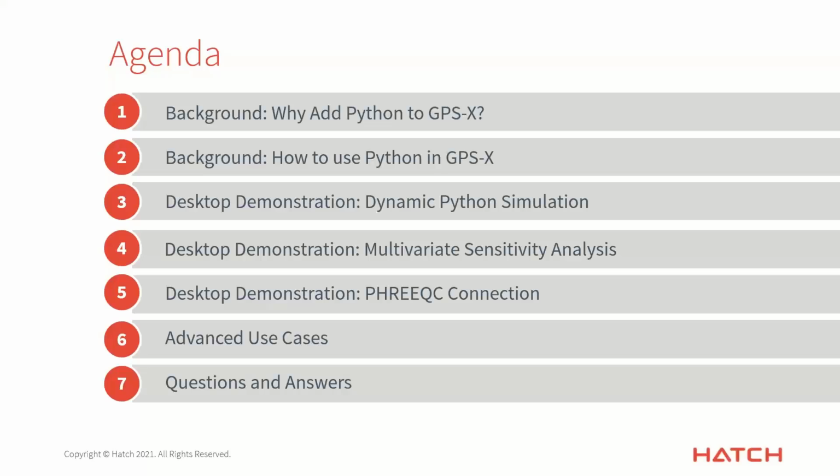So we're going to run some dynamic simulations where the Python code that we will have will interact with the simulation while it's running. We're going to do a sensitivity analysis across multiple variables at the same time and produce some very nice output as well. And then we're going to use it to connect to another piece of software called PHREEQC that does equilibrium calculations, and you can see how we can take advantage of the PHREEQC API to be able to pass information back and forth while GPSX is running. So there's a number of other advanced use cases that we'll also discuss very briefly about other things that you could potentially do with your Python connection.